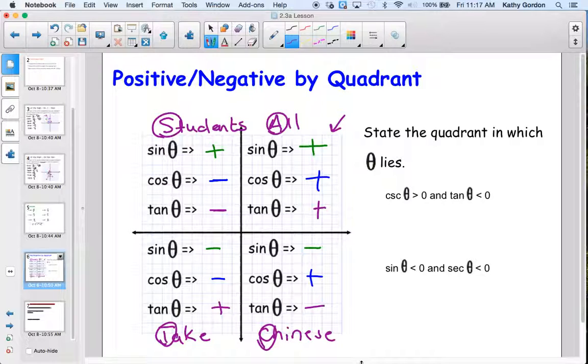Okay, but that's not a quadrant, right? There's two possibilities. If cosecant is greater than 0, that means sine had to be greater than 0. And there's two different quadrants that sine could be positive in. So I need this second bit of information in order to really narrow things down. So if I tell you the cosecant is greater than 0 and the tangent is less than 0, now can you narrow it down to just one quadrant?